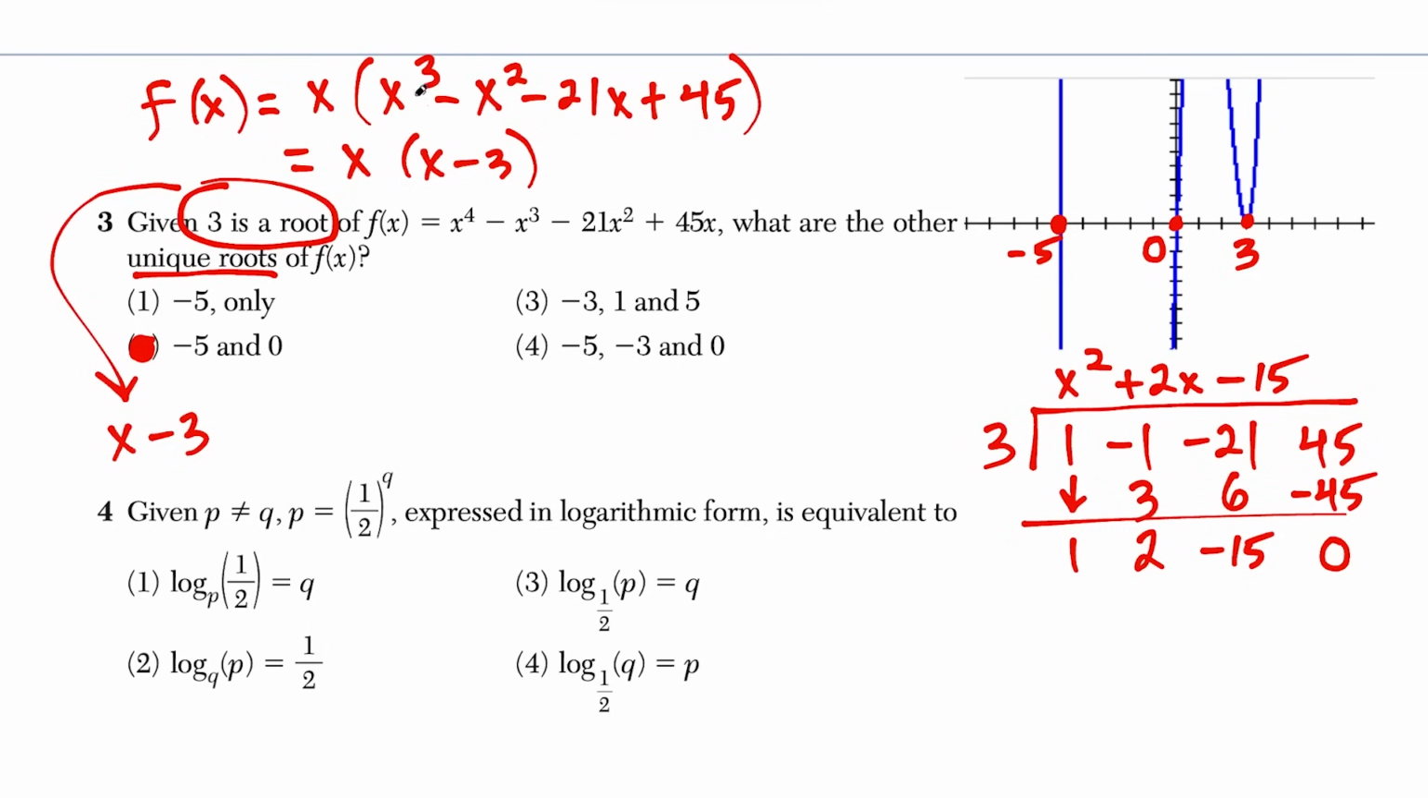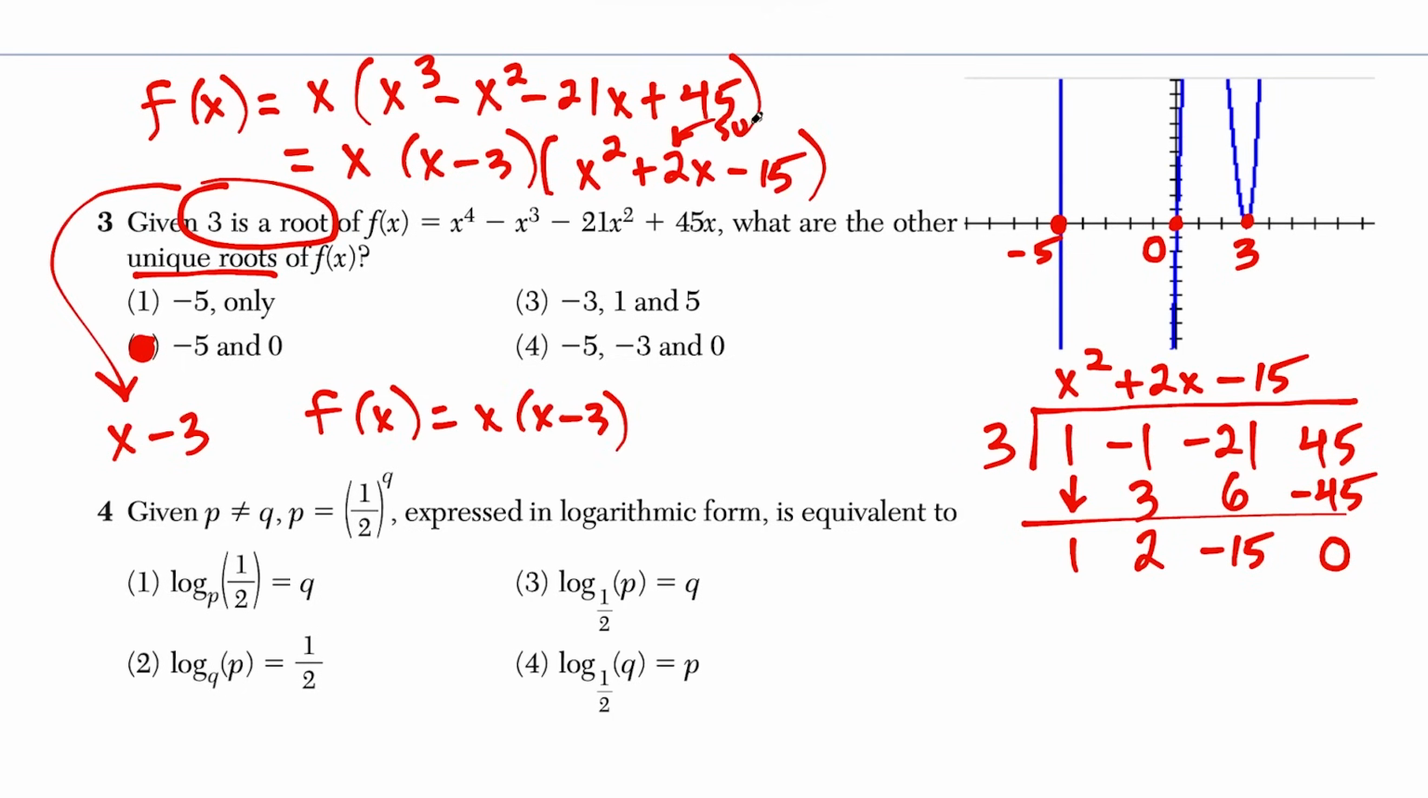So that tells us that we could break down this polynomial as x minus 3 times x squared plus 2x minus 15. Now we're going to break this quadratic down. So now I'm going to say that f of x in factored form is x times x minus 3. And then we look for two numbers that have a sum of 2 and a product of negative 15. So we're just factoring this quadratic part. And the factors would be x plus 5 times x minus 3.